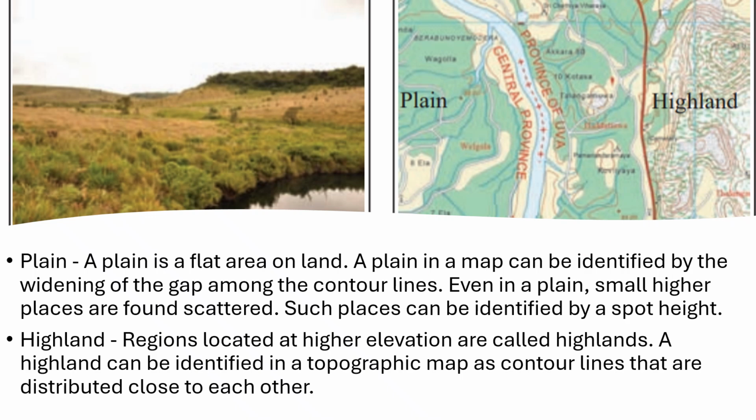Anyway, even in a plain, small higher places are found scattered, like these. Like you can see on the screen, it goes flat here, and then we just have these mountainish, greenish areas scattered in random places. Such places can be identified by a spot height. Highland. Regions located at higher elevation are called highlands. A highland can be identified in a topographic map as contour lines that are distributed close to each other.